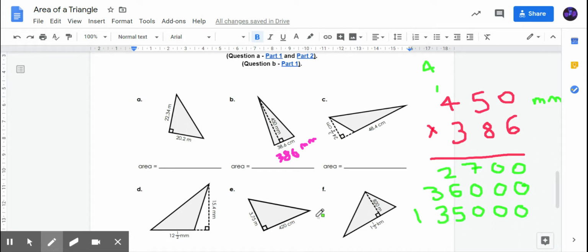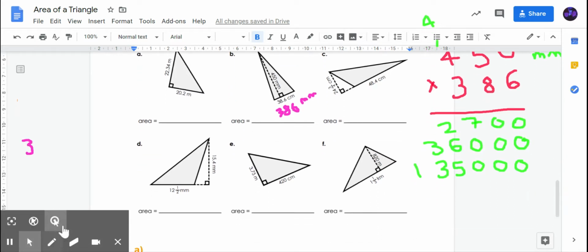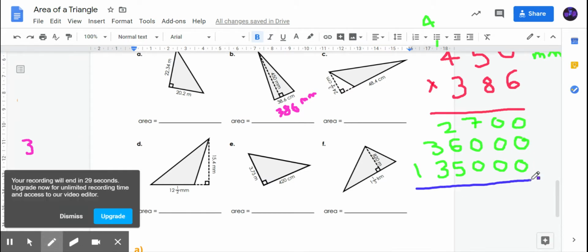All right, my next step now is to add up all these numbers that I have. So I'm going to scroll down the page a bit so I have room for that. And now I'm going to start adding all my zeros. 0 plus 0 plus 0 is 0. 0 plus 0 plus 0 is 0. 7 plus zeros is 7. 2 plus 6 plus 5, that's 11, that's 13. Carry my 1. 3 plus 3 plus 1 is 7. And then I add my 1.